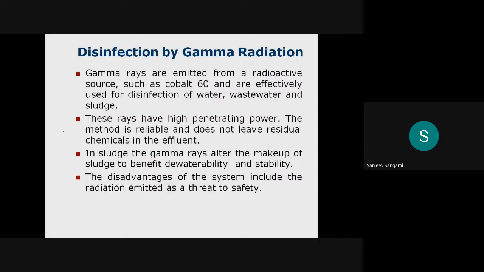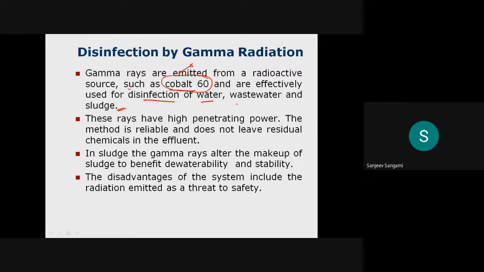The disinfection by gamma radiation. So gamma rays are emitted from the radioactive sources such as cobalt 60 and are effectively used for disinfection of water. Okay, from the cobalt 60, this is the one element. It is going to emit the gamma radiations. Okay, even it is used for the disinfection of water, wastewater, as well as the sludge also.